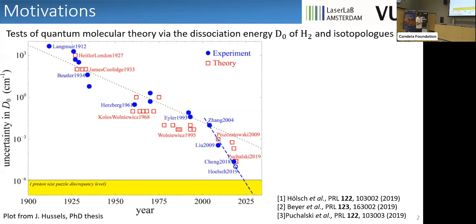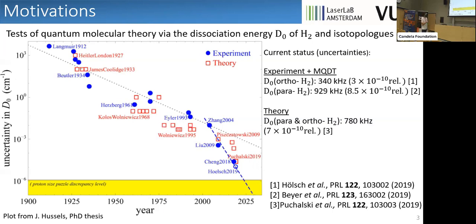We see here the plot that was shown this morning, where we have the uncertainty in the dissociation energy on the y-axis and the year on the x-axis. And we have here the Langmuir experiment that started off the day. We can see indeed that as experimental uncertainties go down, they push for theoretical progress, which then pushes for experimental progress and so on, until we get to the current status, which is that the dissociation energy of ortho H2 was determined with 340 kilohertz uncertainty, and for para H2, so with nuclear spin equals 0, with 929 kilohertz uncertainty. And the theory uncertainty for both is about 780 kilohertz.